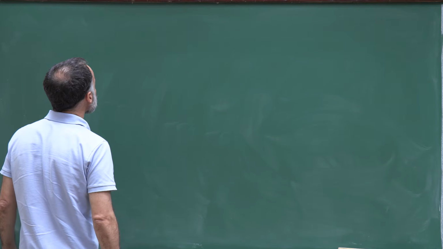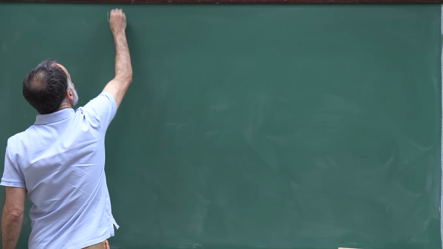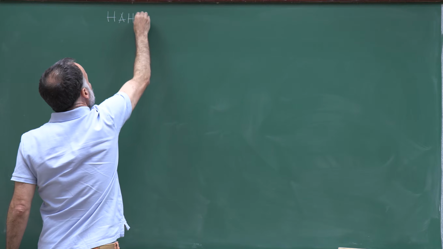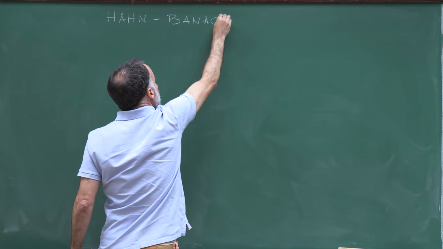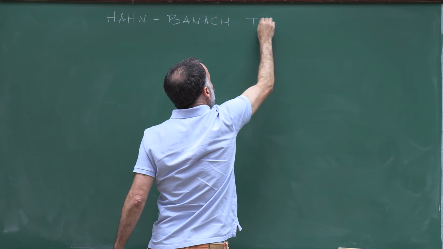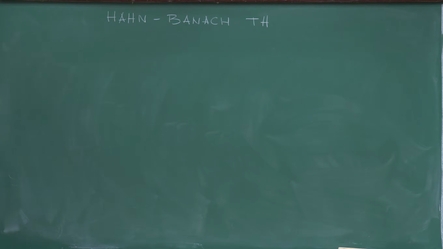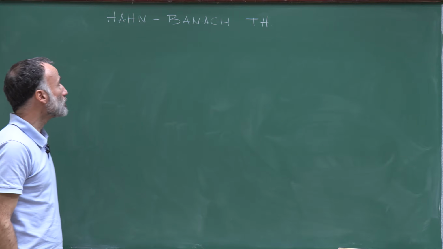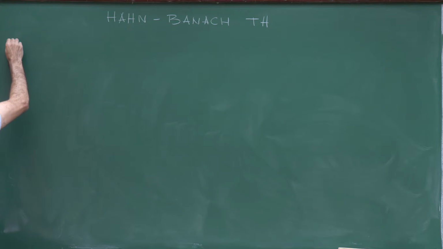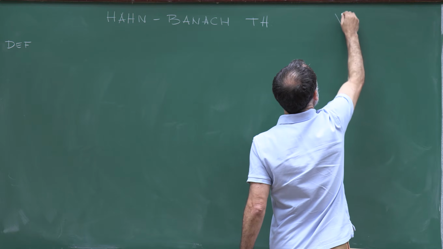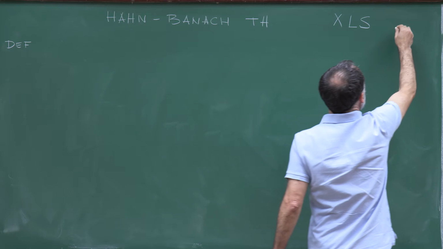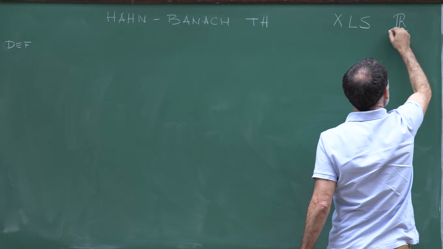So now in this lecture, I will prove the Hahn-Banach theorem, which is also based on Zorn's lemma. In order to state the theorem, I need some definitions. In this lecture, I will always be working with a normed linear space, actually, over the real numbers. So the field will be the real numbers.